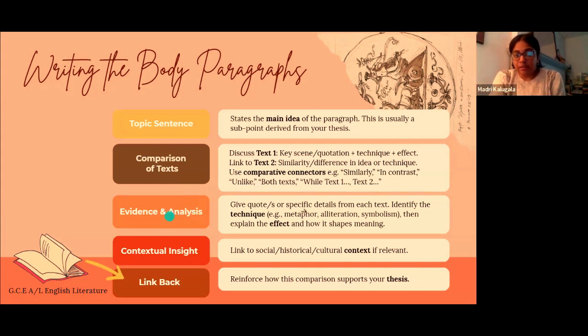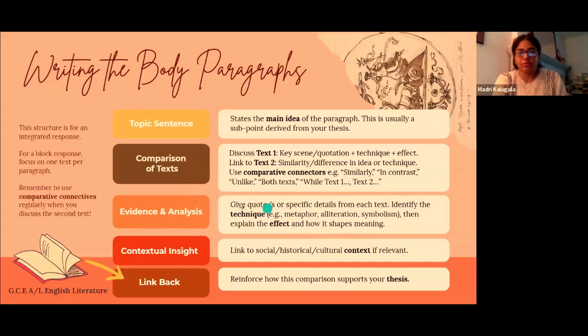Okay, then you present evidence and analysis. You give your quotes or the specific details. You identify the techniques. Is it a metaphor? Is it alliteration? Are there symbols? Are they using conceits, or some other literary devices? You identify them, and then you explain them. Okay, this part is really important because just giving evidence isn't enough. This is where the critical analysis comes in.